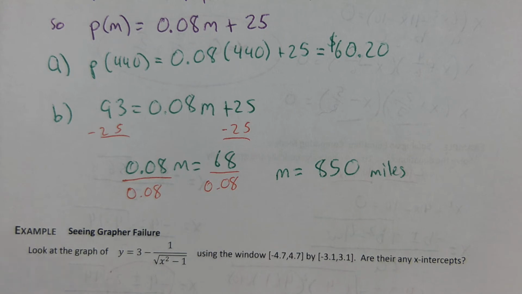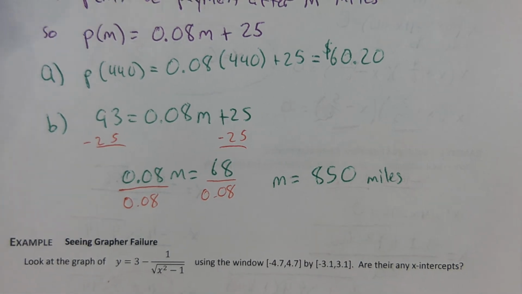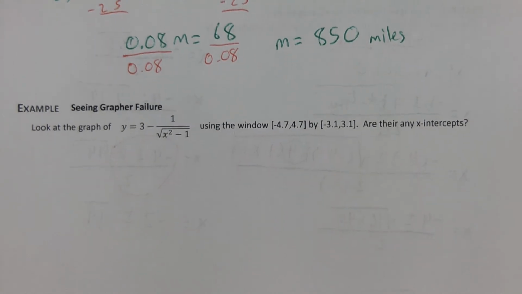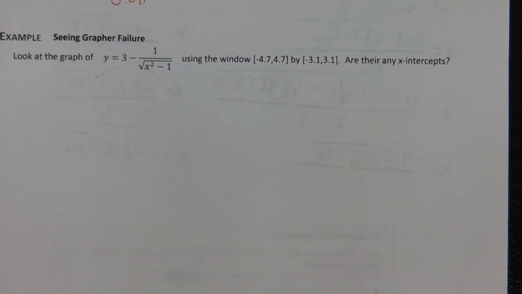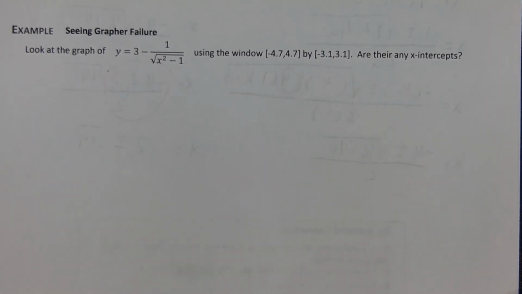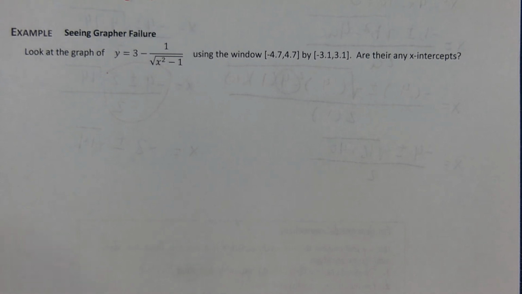And our last example for section 1.1. Now this is labeled seeing grapher failure. This can really only be done if you have a graphing calculator. The whole point of this question is to show you that honestly you can be smarter than the technology. Because there's going to be times where the technology, I don't want to say lies, because it's not wrong. It's just that it's bound by its screen size. It's a pretty small screen. It can only show you so much. You might have to enhance. You might need to zoom in a little bit.